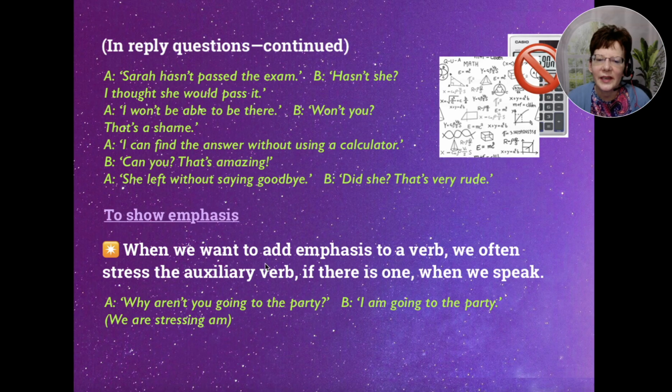All right, and the next thing here is to show emphasis. So when we want to add emphasis to a verb, we often stress the auxiliary verb, if there is one, when we speak. So, for example, person A: Why aren't you going to the party? And person B: I am going to the party. So here we are stressing am, so the auxiliary verb, because the verb be is also considered one.